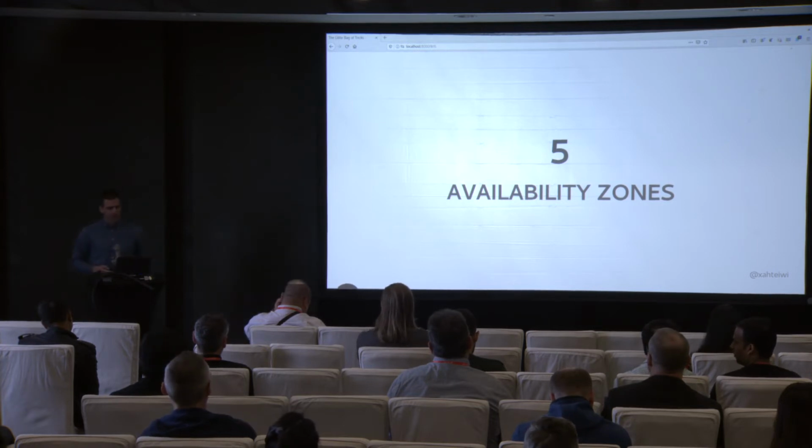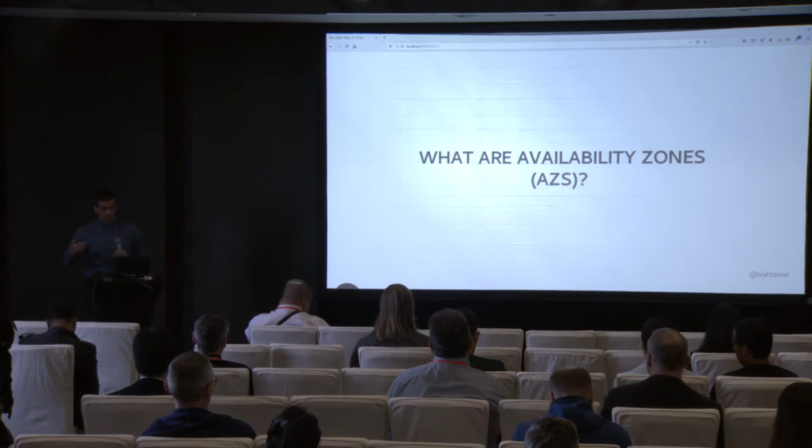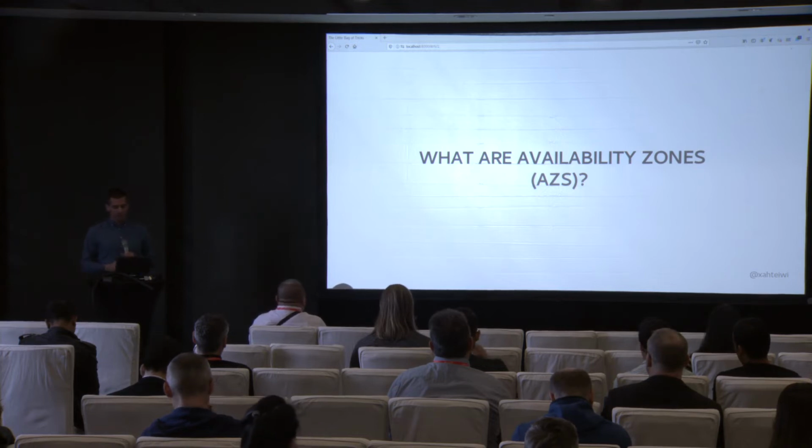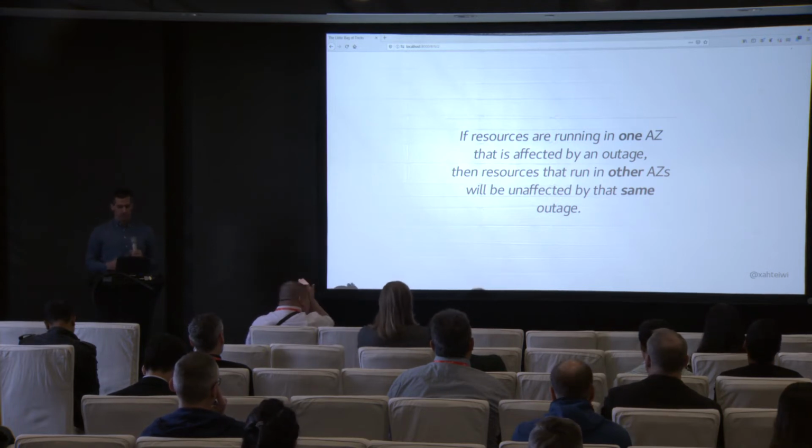Now, as a very quick recap, what are availability zones? Availability zones are something that divides your compute environment or your public cloud provider's compute environment into failure domains. So by operating availability zones, a cloud provider makes the following guarantee: if you're running resources in one availability zone, and there is an outage affecting that availability zone, then resources that you choose to run in other availability zones will be unaffected by that same outage.